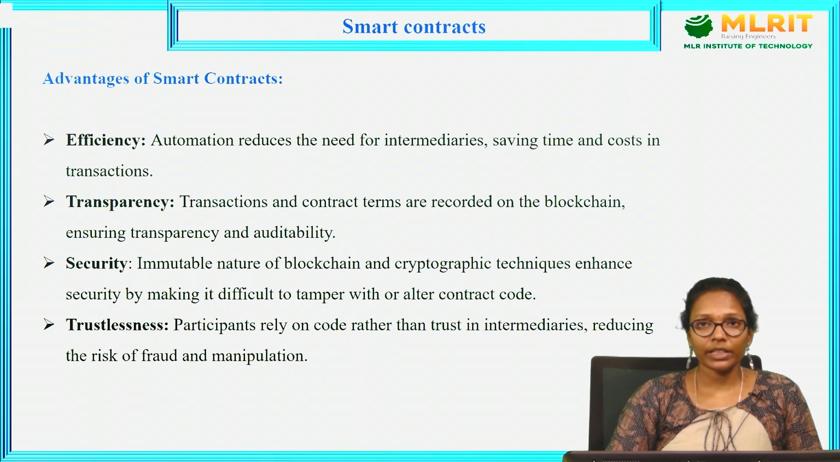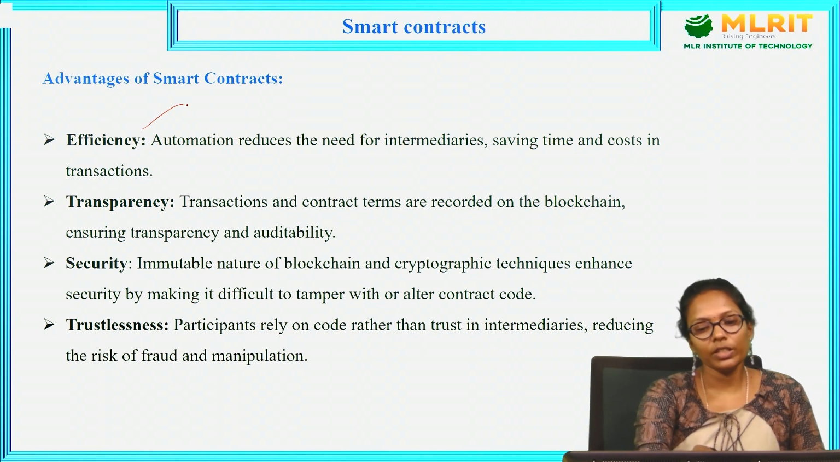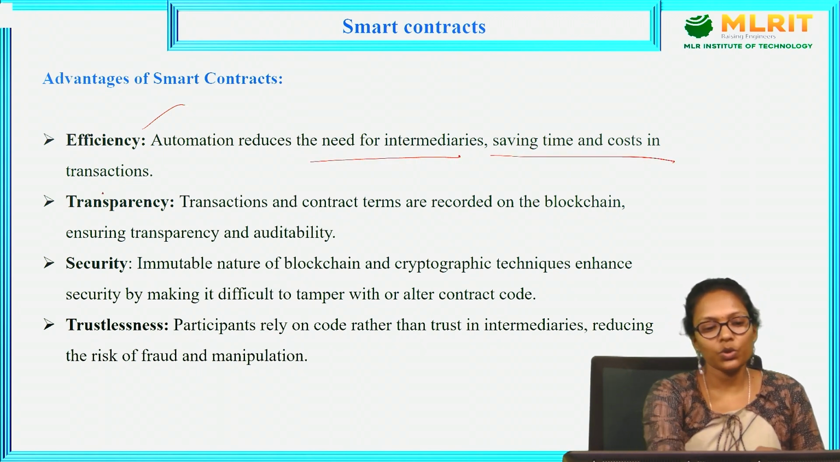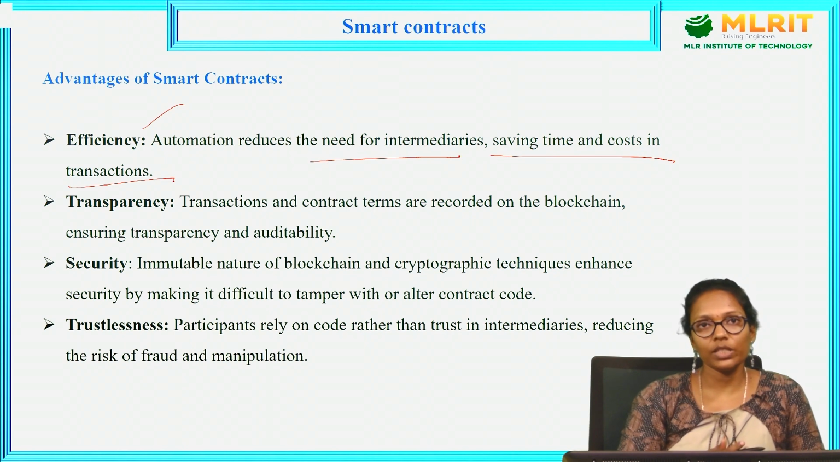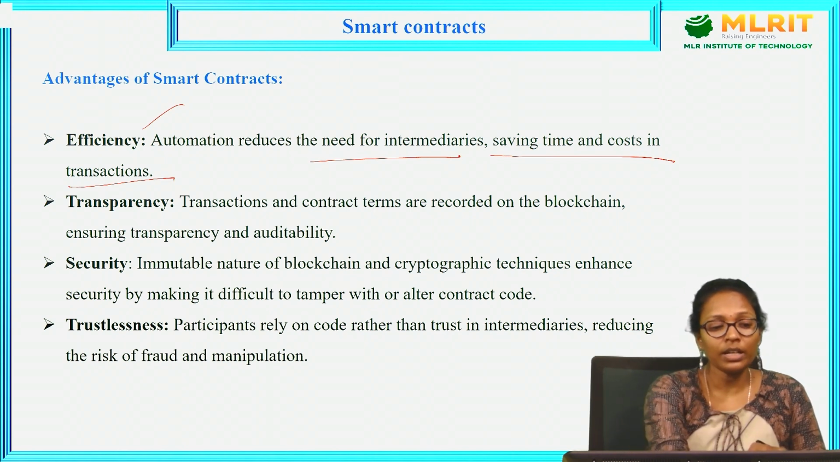Coming to the advantages of smart contracts, same as blockchain. Efficiency: automation reduces the need of intermediaries, saving the time and cost of transactions. Of course, it is efficient. Why? Because we don't need a person to execute them. Automatically, they will be executed.